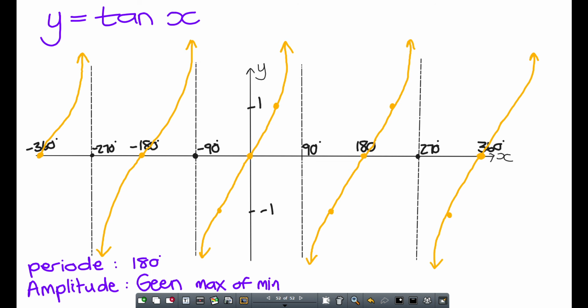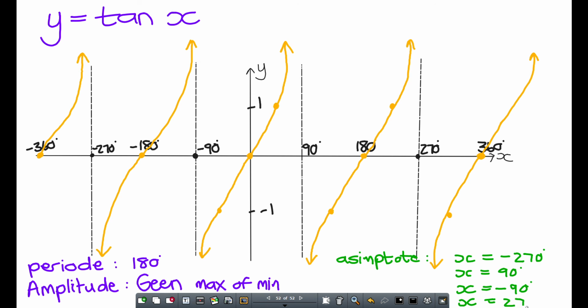Okay, wag. Okay, now asymptotes people. What are my asymptotes? Jy moet dit daar neerskryf. So jy gaan hê x is equal to minus 270 degrees, 90 grade, x is minus 90, and x is positive 270.